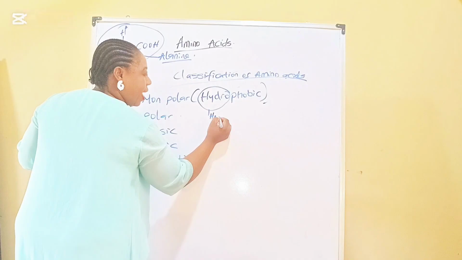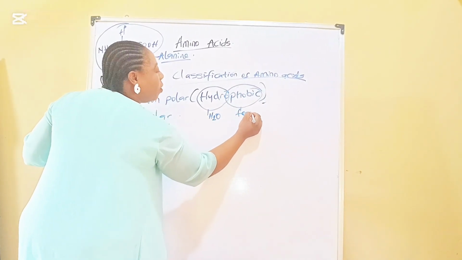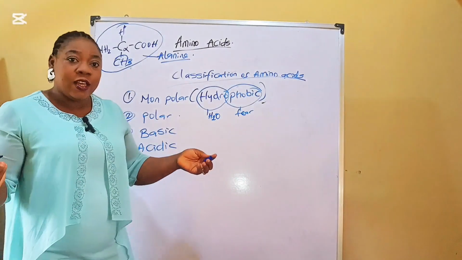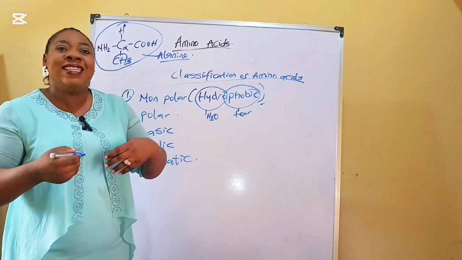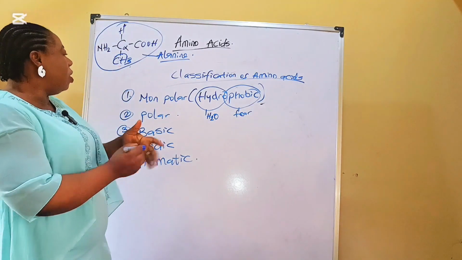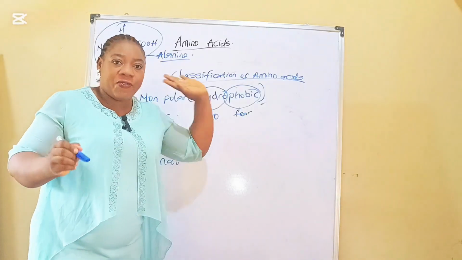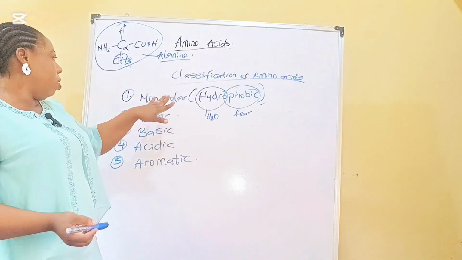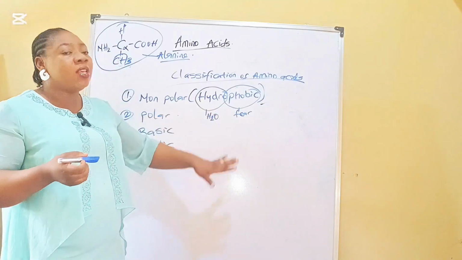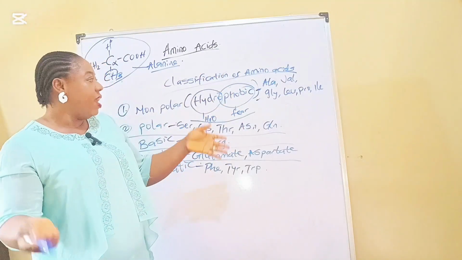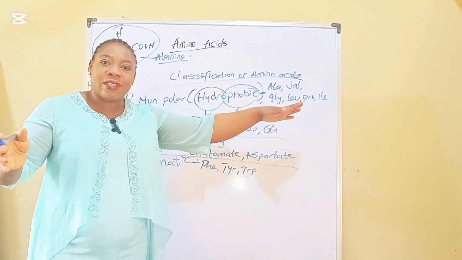So we have water here, and this phobic means fear. When they say somebody has a fear of heights, some people have a fear of water, some people have a fear of insects. But these amino acids, they have fear of water. That is why we name them hydrophobic. And they are also non-polar. Examples of amino acids in this category include alanine, valine, glycine, leucine, proline, isoleucine.